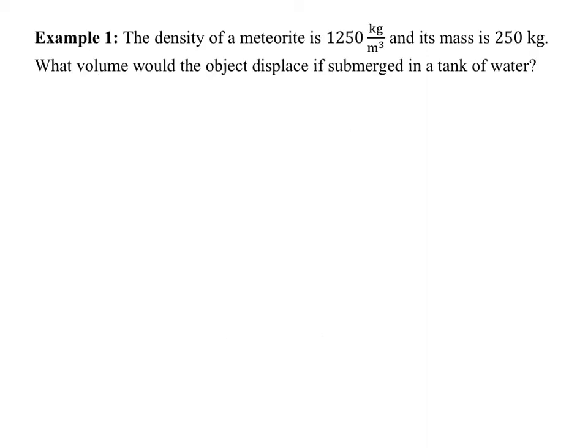So the first example is really quite simple. You're given a certain density of a meteorite that's unknown. You're given the mass of the meteorite itself. Determine the volume of the object that it would displace if it was submerged in a tank of water. Let's talk about that second part in a minute. But first, let's just find the volume in general.